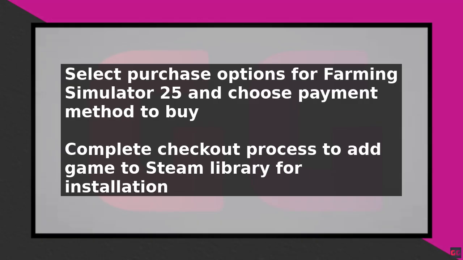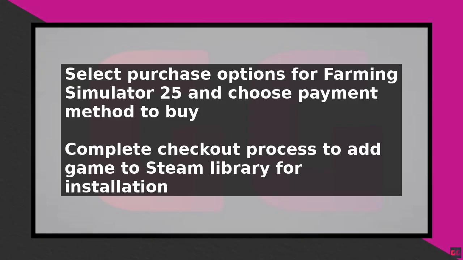Proceed to the payment section. Select your payment method, and complete the checkout process. Once you've bought the game, it will be added to your Steam library, which you can access by clicking Library and then Games. Select Farming Simulator 25 and click the Install button.